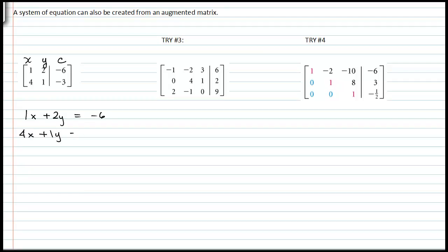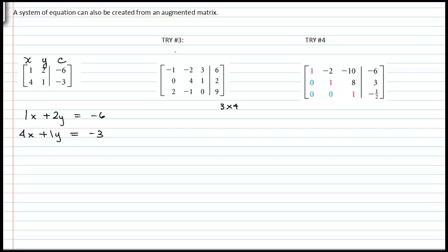4x plus 1y is equal to negative 3. So go ahead and pause and see what we can do with try number 3. It is a 3 by 4 matrix, with the first row being negative 1, negative 2, 3, and 6. Second row 0, 4, 1, and 2. And the last row 2, negative 1, 0, and 9.